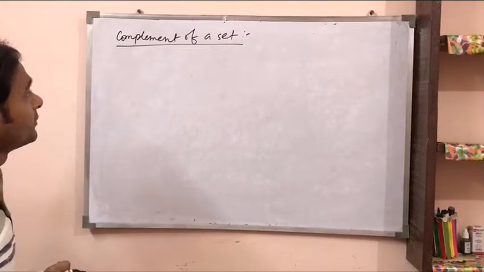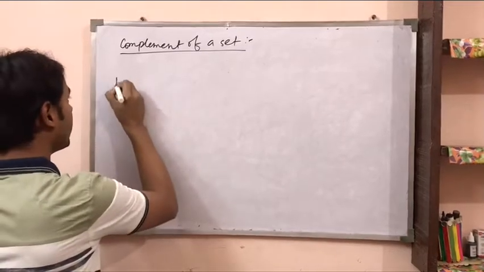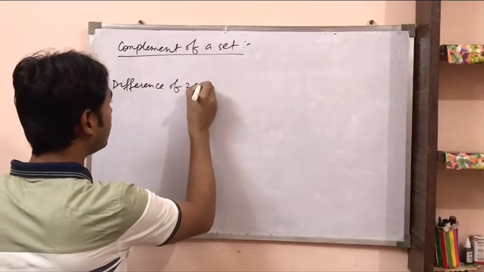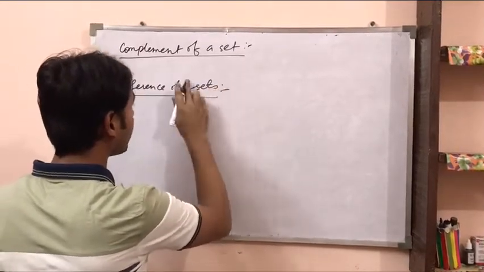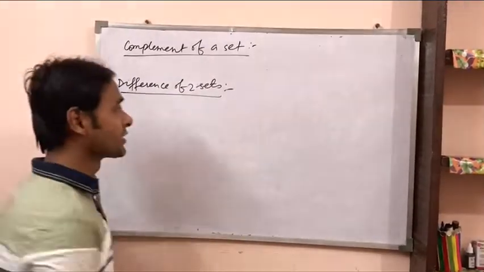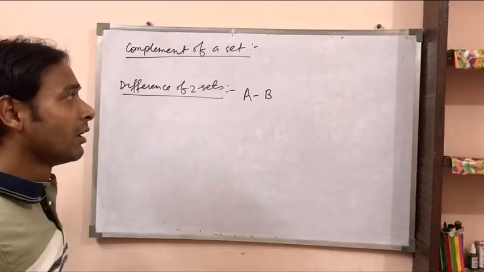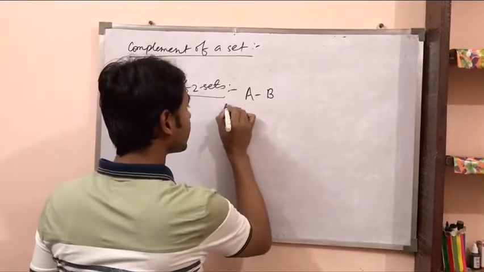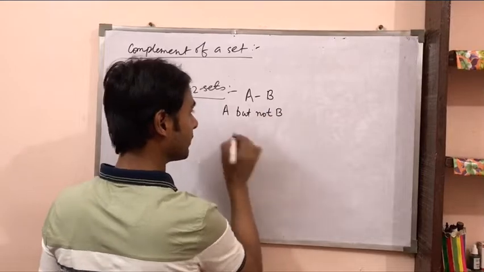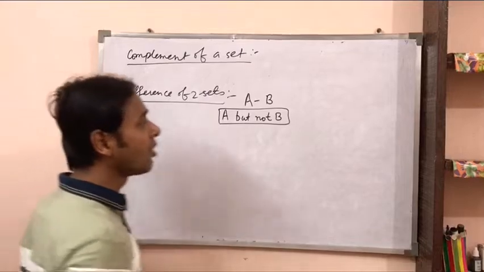Before understanding the concept of complement of a set, we need to do the difference of two sets. I am writing here the difference of two sets, that is A minus B. Notation is A minus B. A minus B is defined as the set A but not B. This is the main thing.